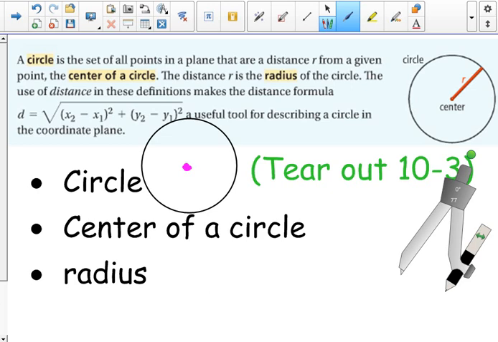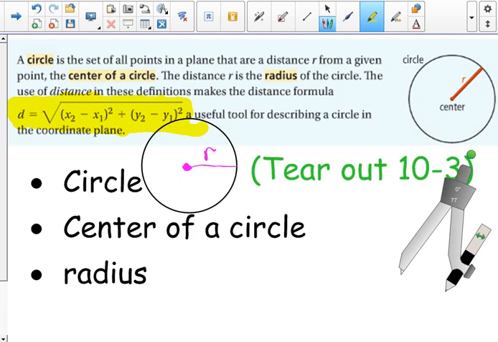The distance r from that point to the edge is called the radius of the circle, which we denote with an r. The use of the distance formula helps us determine the equation that we're going to use today. So here's the distance formula to refresh your memory. If you're in geometry, that's probably very fresh in your mind now. And that's a useful tool in describing a circle in our coordinate plane. We're going to learn a new formula to work with today.